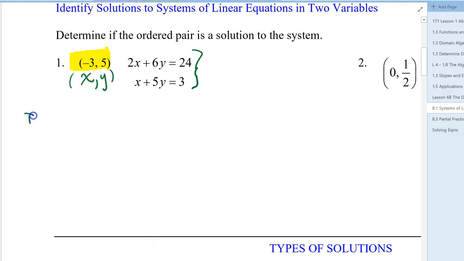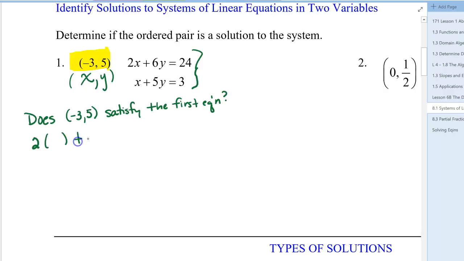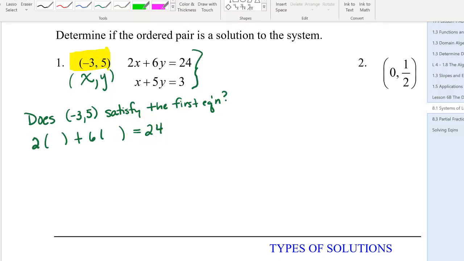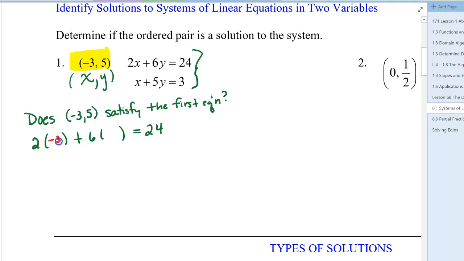So first of all, does -3, 5 satisfy the first equation? So we have 2x plus 6y equals 24. So we'll plug in -3 for x. We'll plug in 5 for y. We'll do the math and see if it gives us equal values on either side.